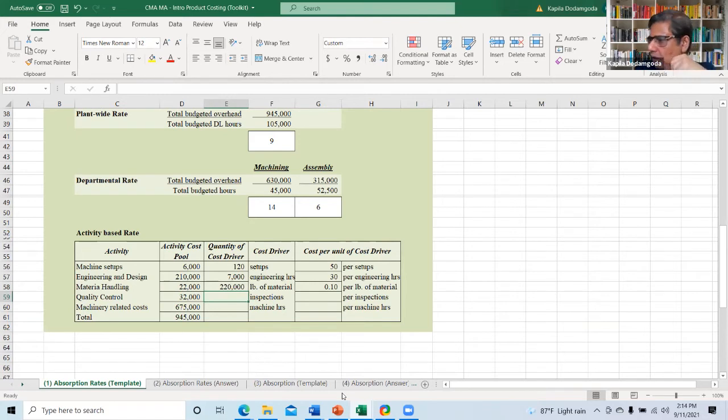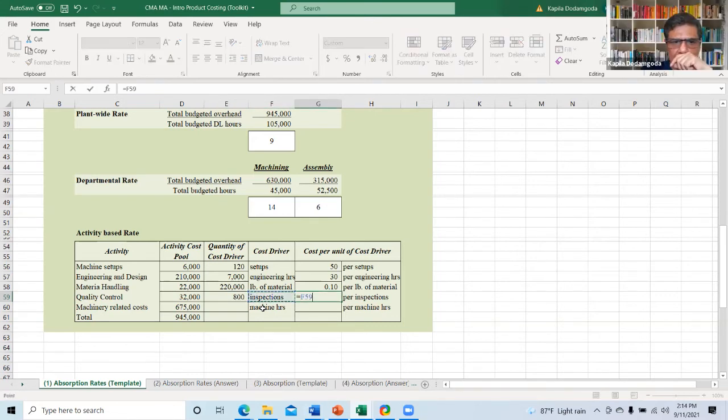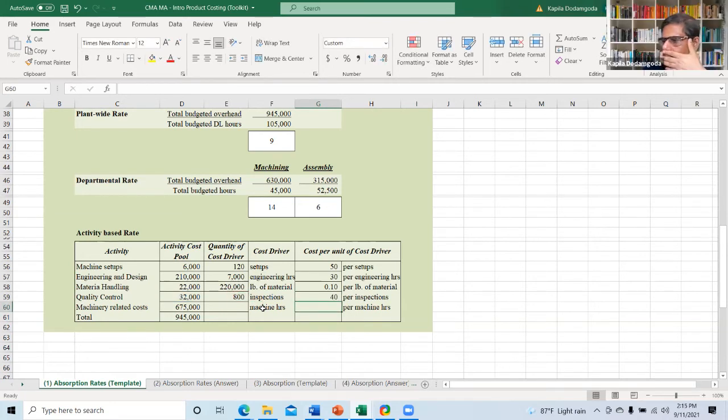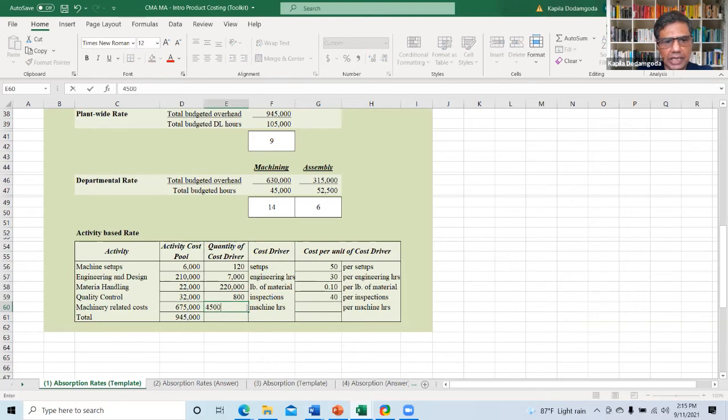And quality control, what is the cost driver? That is inspection. The number of inspections. And we have 800 inspections. So the cost per cost driver is 40. And then the machinery related cost, how much? 45,000. And it is calculated that it is related to the number of machine hours. So therefore the cost per cost driver is 50.